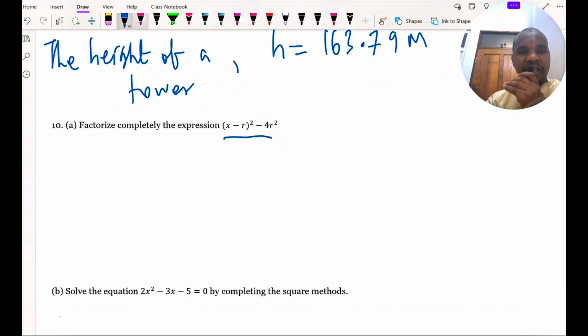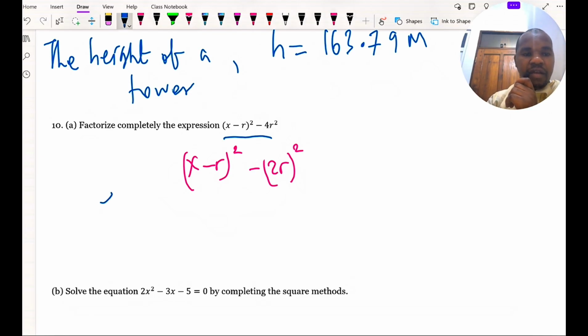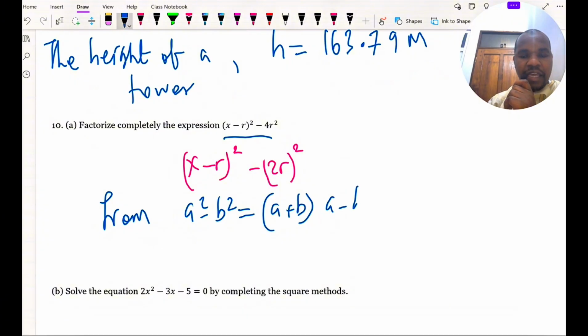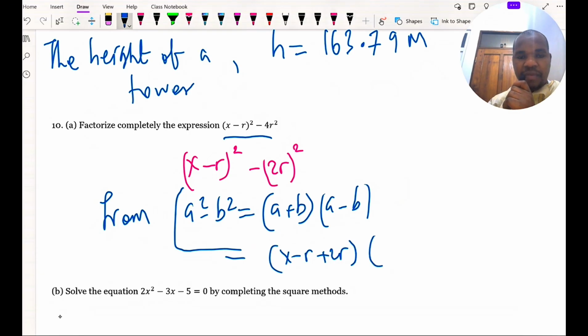We have this expression here, we have to factorize. We are going to use difference of two squares. So this can be written as (x minus r) square minus (2r) square, and we're going to refer to difference of two squares: a square minus b square equals (a plus b)(a minus b). So this expression will be equal to (x minus r plus 2r) multiplied by (x minus r minus 2r).